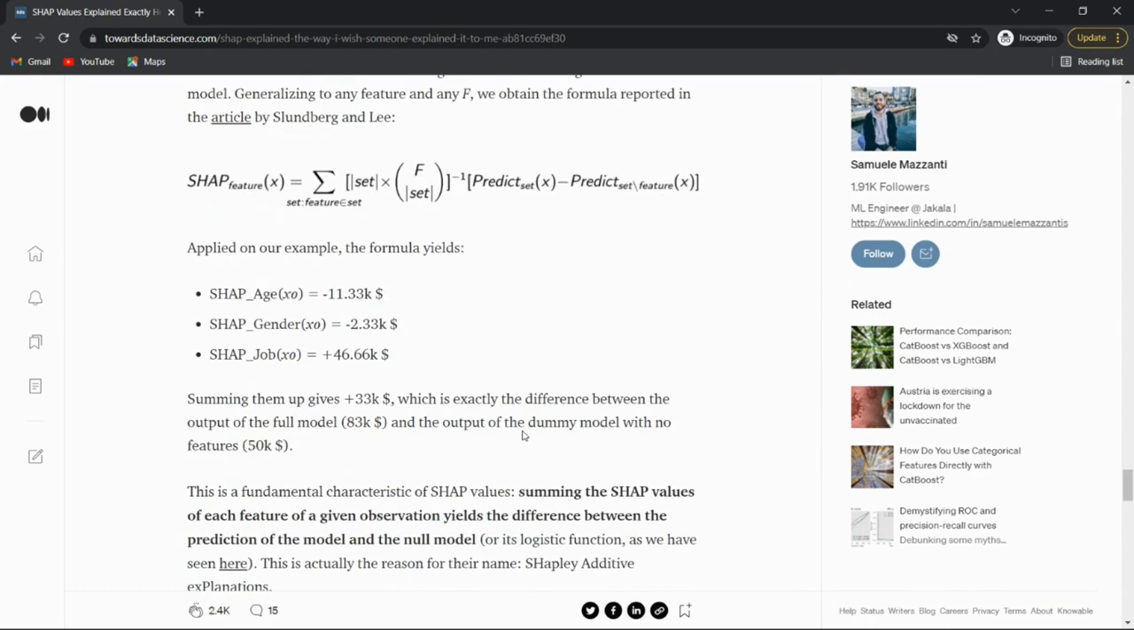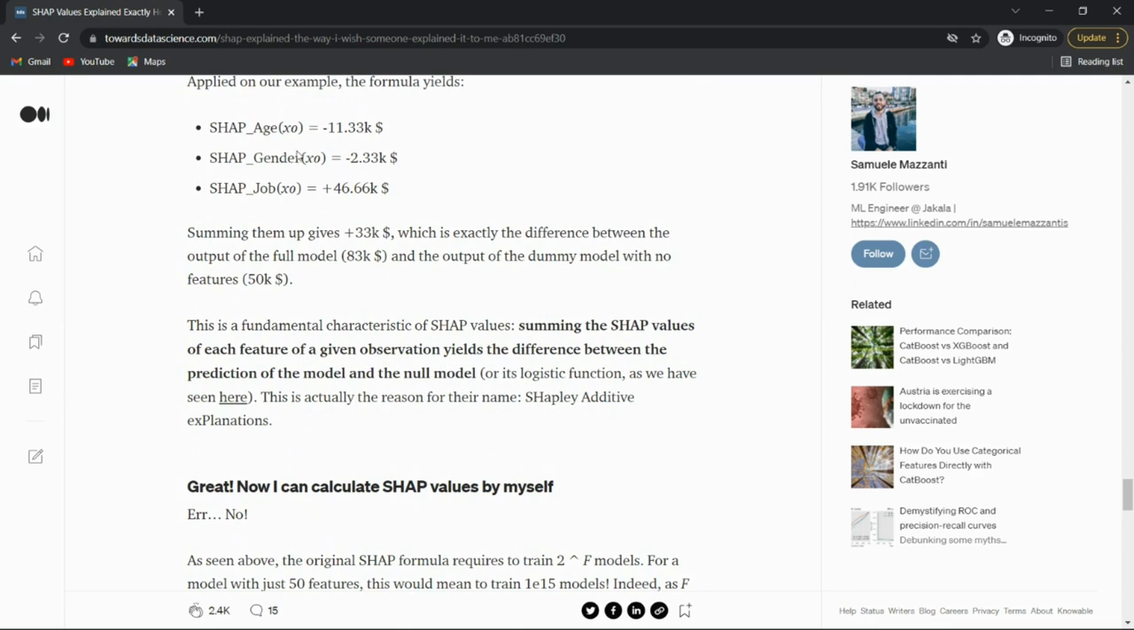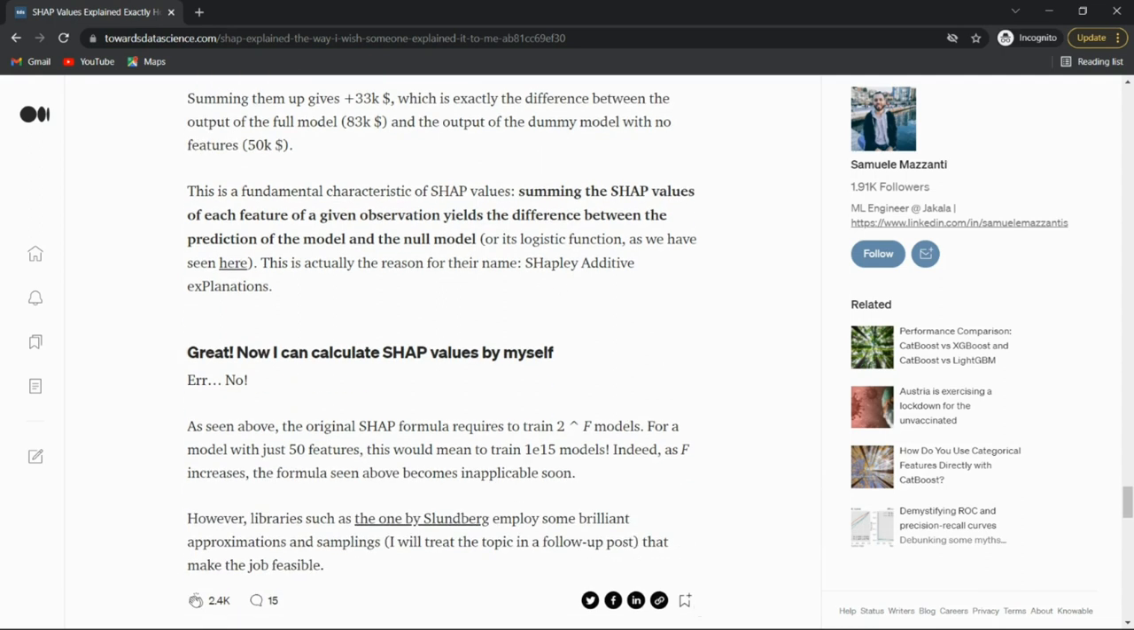Okay, so wrapping it up, we have the SHAP values for age, gender and job, the 3 variables, and summing them up gives $33,000. That is exactly the difference between the output of the full model and the output of the dummy model with no features, that is the mean of the train target variable, and the prediction. So summing the SHAP values of each feature of a given observation yields the difference between the prediction of the model and the non-modeled. And this is for X naught, that is one observation. We calculated the SHAP values for different features. Age and gender have a negative impact and job has a positive impact in calculating the prediction. So this is what it was all about SHAP values.